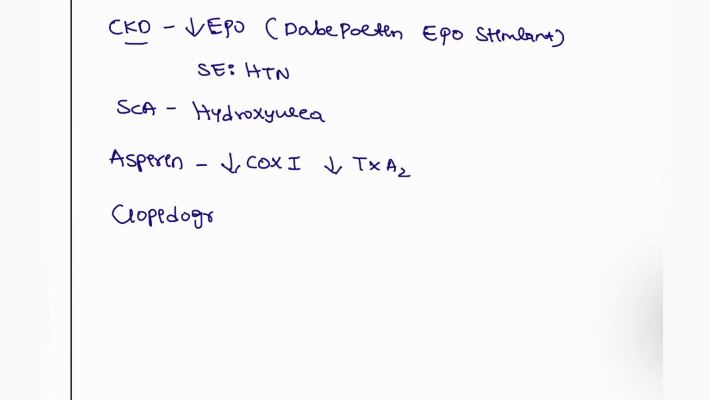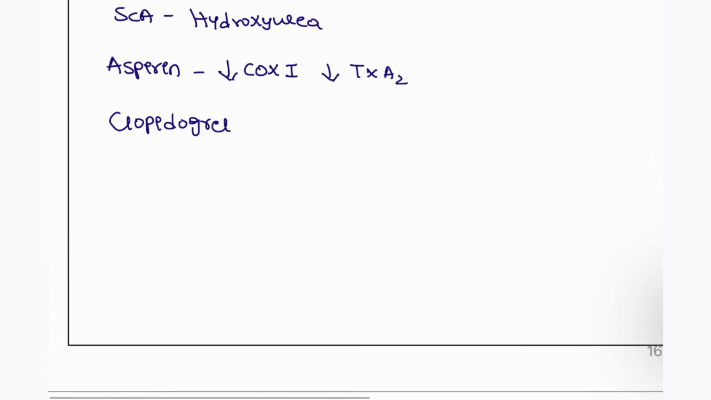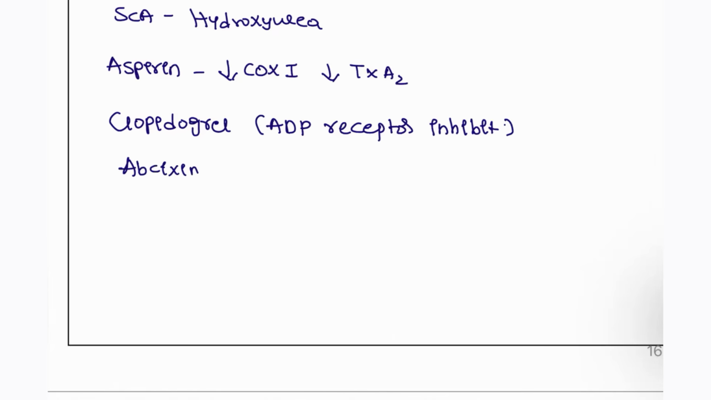Next, another one we have is clopidogrel. What is the mechanism of clopidogrel? It will inhibit the ADP receptor. These both are going to act as antiplatelet drugs. Next, we also have the monoclonal antibody, for example abciximab. This is going to act by blocking the IIb/IIIa receptor. These also act on this particular target.